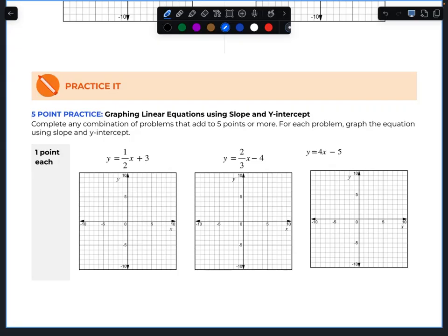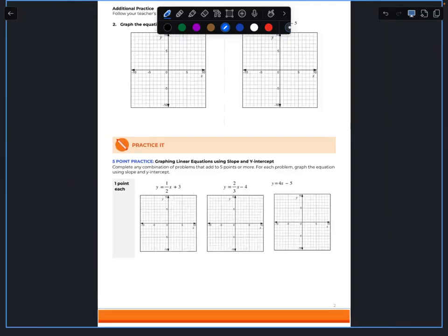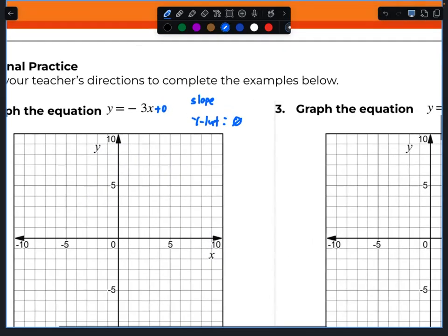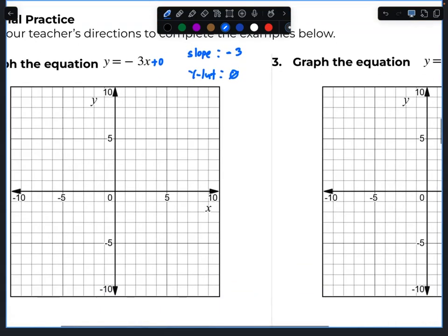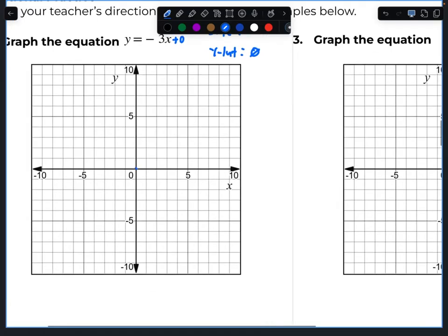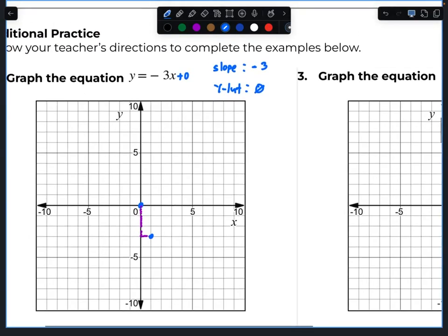All right. Now I just handed you page 2. Negative y equals negative 3x. The y-intercept, we heard somebody say 0. And the slope here is negative 3, which means we're going to plot the y-intercept, 0, and then we're going to go down 3. There's 1, 2, 3. Over how many? 1. Because negative 3 is the same thing as negative 3 over 1.